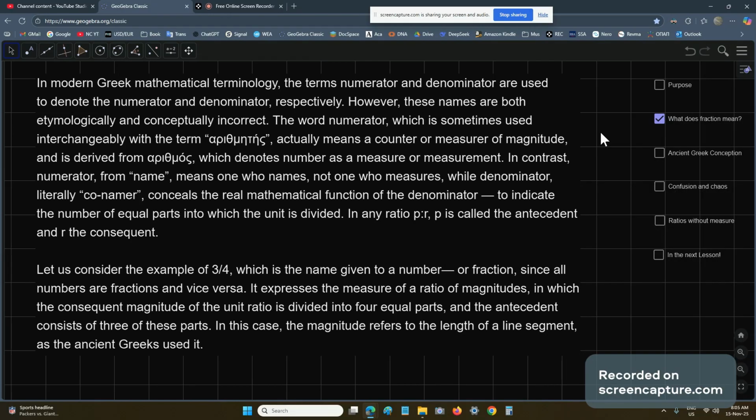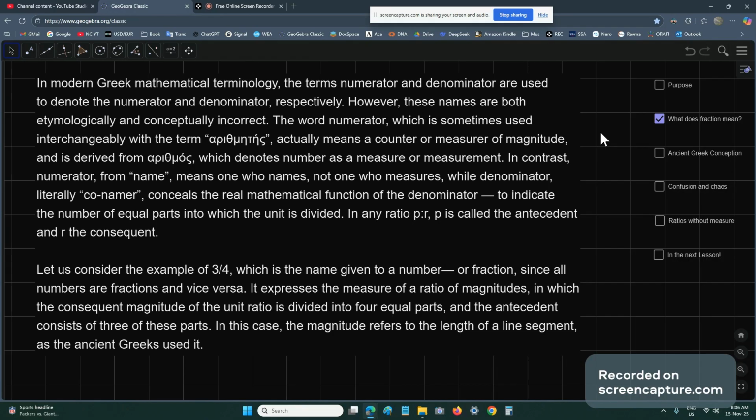Okay, and of course, when we get to number, we're actually naming both of them in terms of the same equal part. Okay, so for example, consider 3 over 4, which is the name given to a number, and it expresses the measure of a ratio of magnitudes, in which the consequent magnitude of the unit ratio is divided into 4 equal parts, and the antecedent consists of 3 of these parts. So both of them are measures, both the top and the bottom of the fraction are numbers.